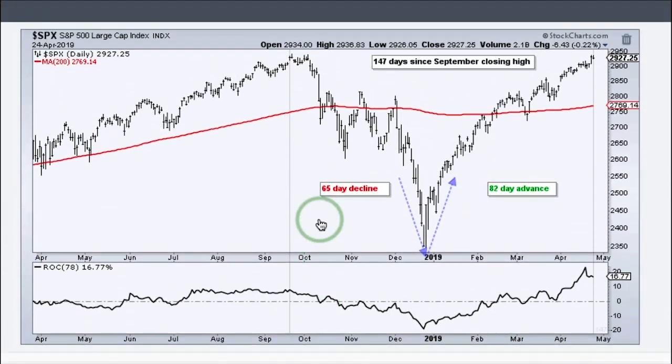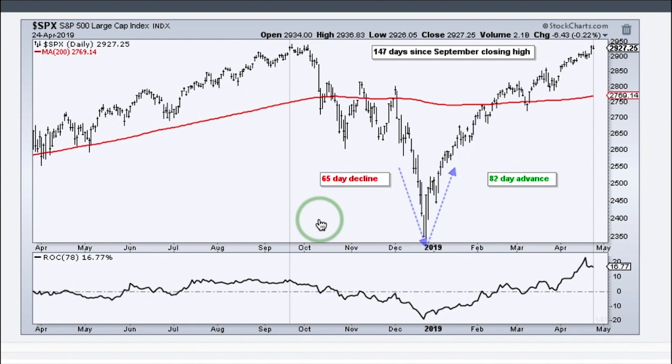Now, the S&P 500 is my main go-to index. It doesn't include dividends. It's the most widely followed index in the U.S., perhaps in the world. And I think the 200-day moving average works as good as any moving average for the S&P 500. It works less well once you get outside the S&P 500 index, but it works pretty good here. So you can see here this big V reversal, and I'm also focusing on the 78-day rate of change, 16.77%.